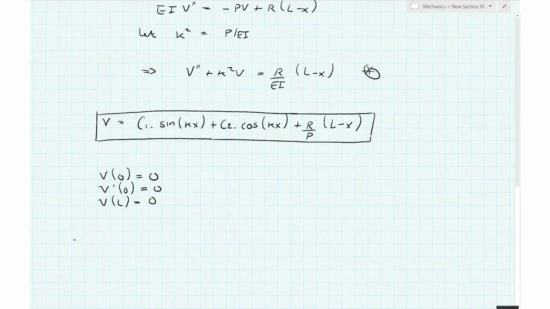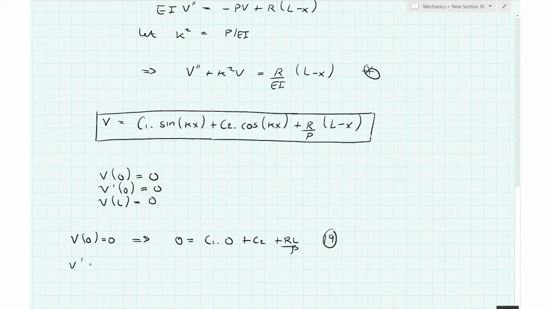So applying the first boundary condition, v at x equal to 0 equal to 0, that would yield 0 equals C1 times 0 plus C2 plus R L over P. Let's just label that 19.